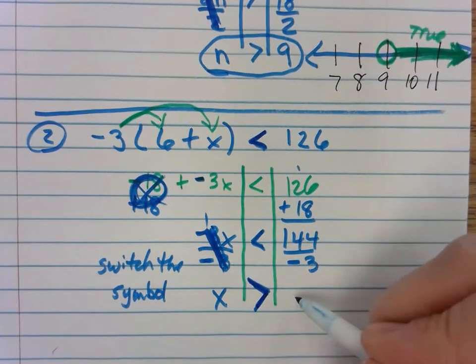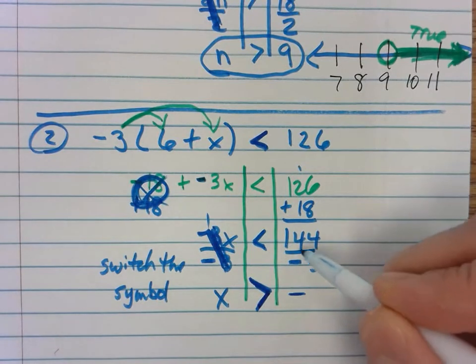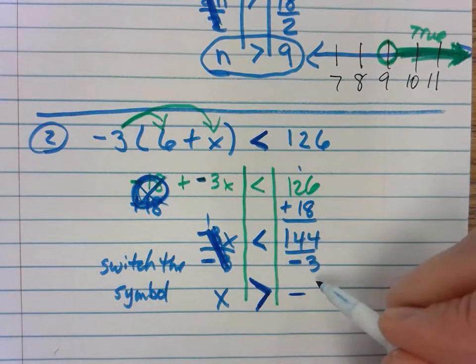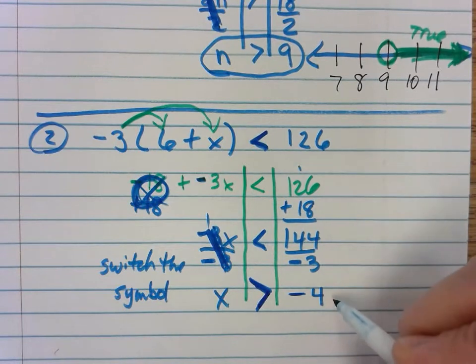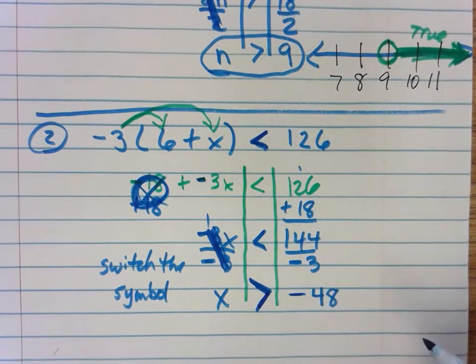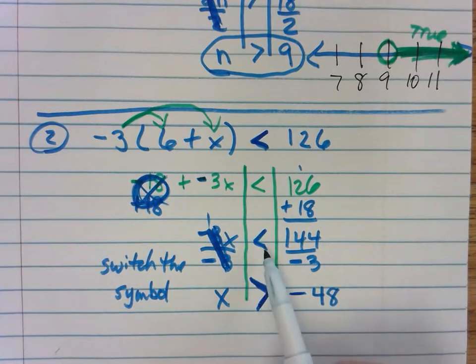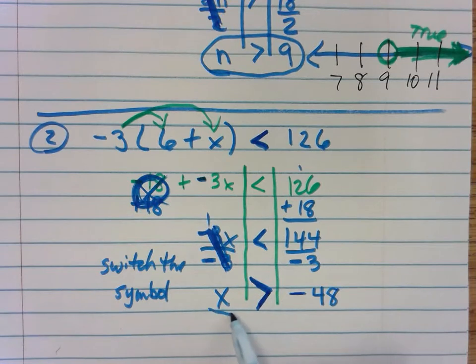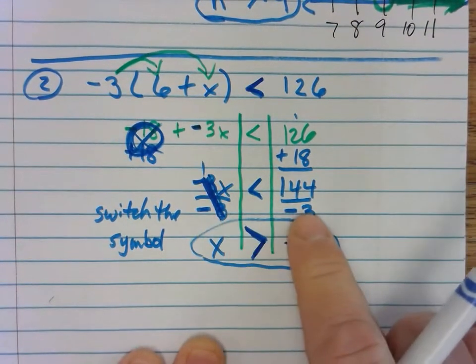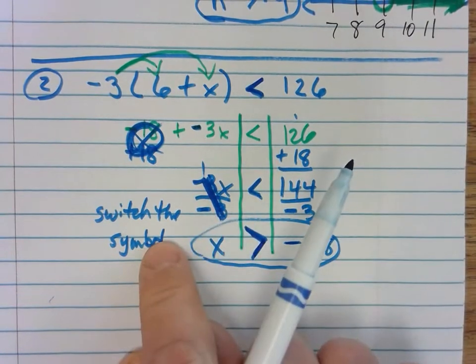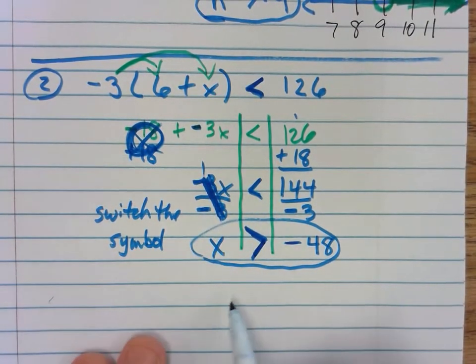Now, a positive divided by a negative is a negative. Let's see. 3 goes into 14. That'd be 4 times. That'd be 2 left over. So that'd be negative 48. Okay? So x is not less than, because I had to switch the symbol. So now x is greater than negative 48. Okay? When you multiply or divide by negative, switch the inequality symbol around so you got true answers.